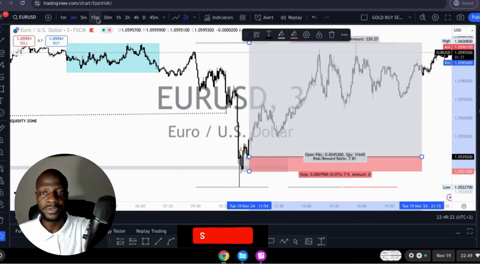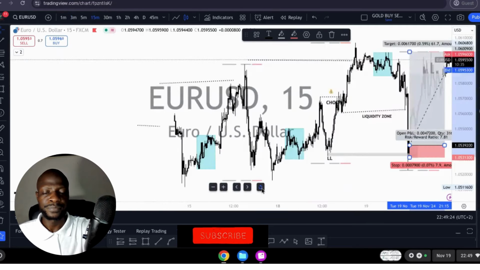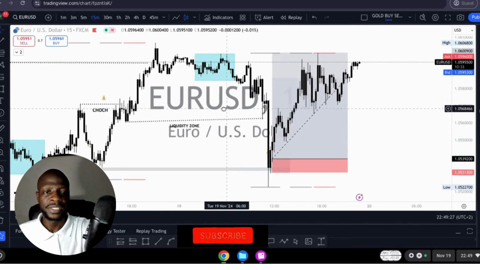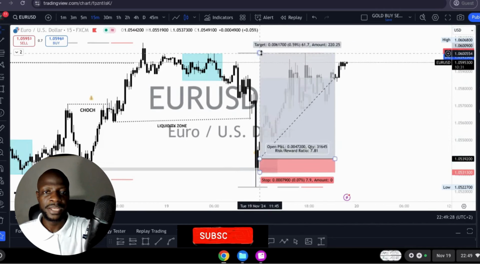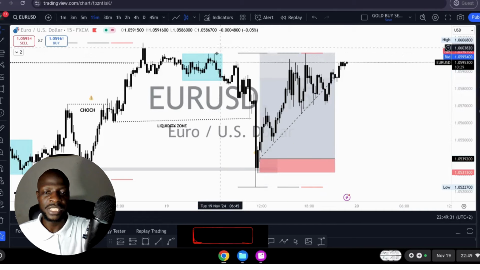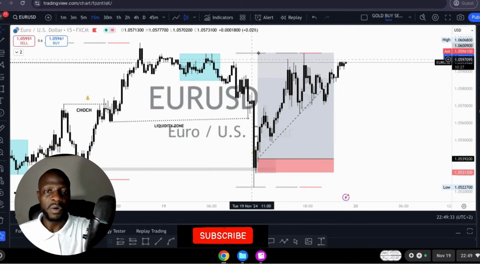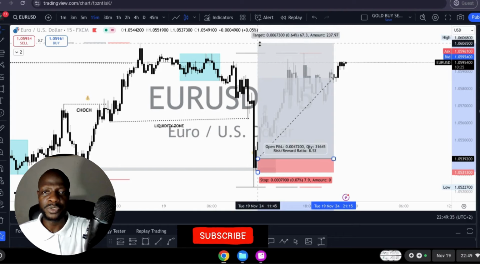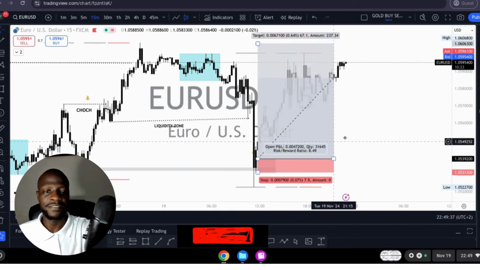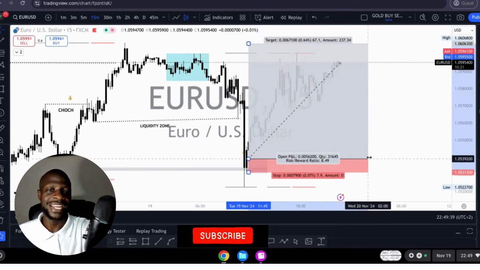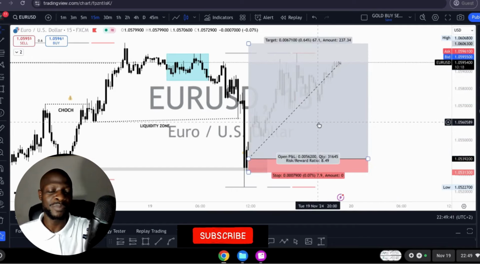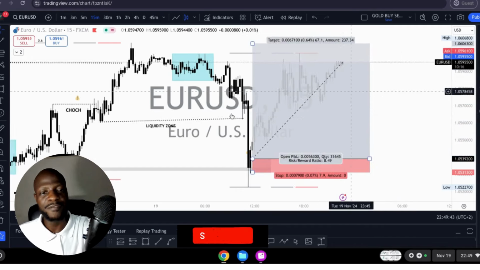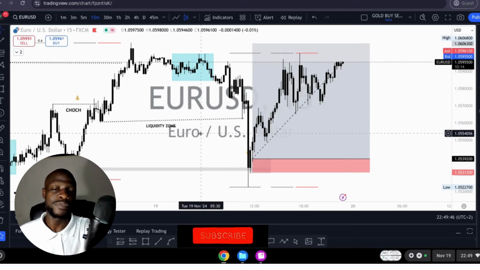So let's go back to the 50 minutes time frame. And yeah, so your target was here, which is the high of the Asian session. Or if you wanted to put your target above that level right there, this would have been an easy win. This would be a 1 to 8.5 risk reward ratio trade, beautifully.